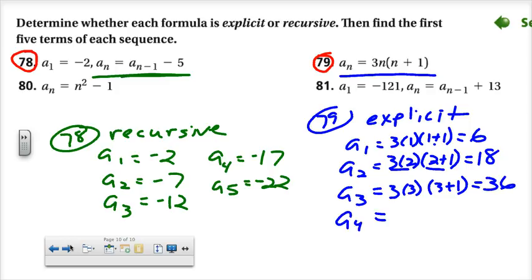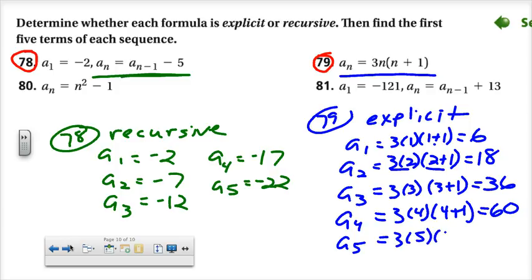Fourth term, now at this point, we might say, hey, I'm seeing what's going on here. I noticed that it went from 6 to 18 to 36, and you picked up on the pattern and you know what to do. But if you don't, then you just keep going. So, fourth term, 3 times 4 times 4 plus 1. 4 plus 1 is 5. 12 times 5 is 60. And the fifth term, 3 times 5 times 5 plus 1.